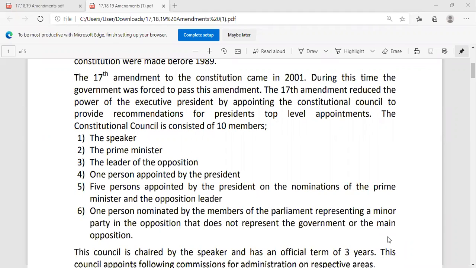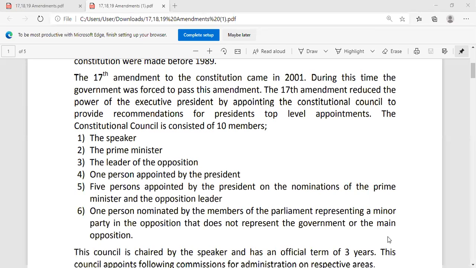And of course, one person nominated by the members of parliament representing a minor party in the opposition, that does not represent the government or the main opposition. Now, we studied the Sri Lankan political party system briefly on Monday. You guys know Sri Lanka has a lot of small parties, right? So, there are some parties that have like one seat, two seats. So basically, the parliament has to choose one person representing a minor party like that.